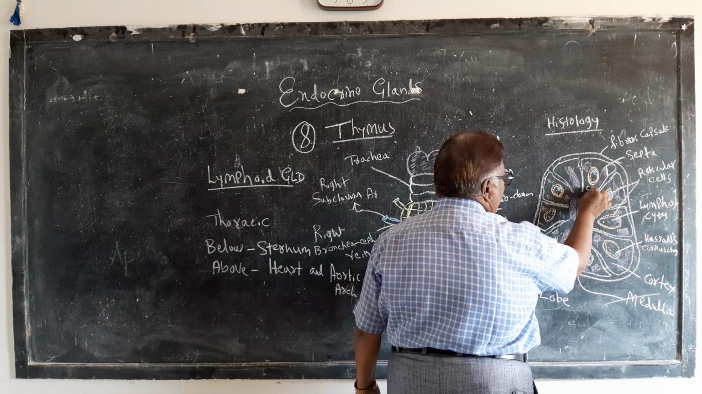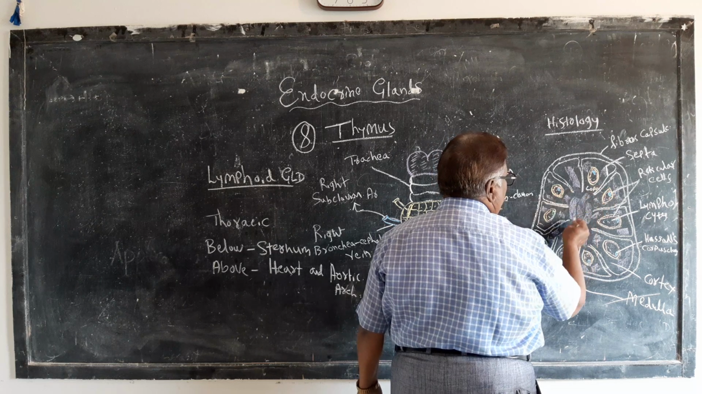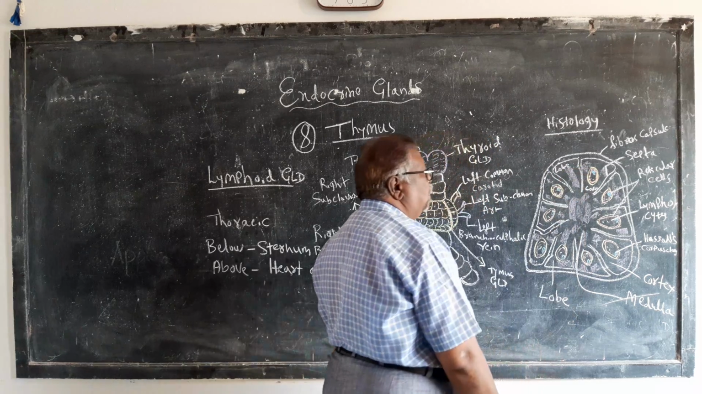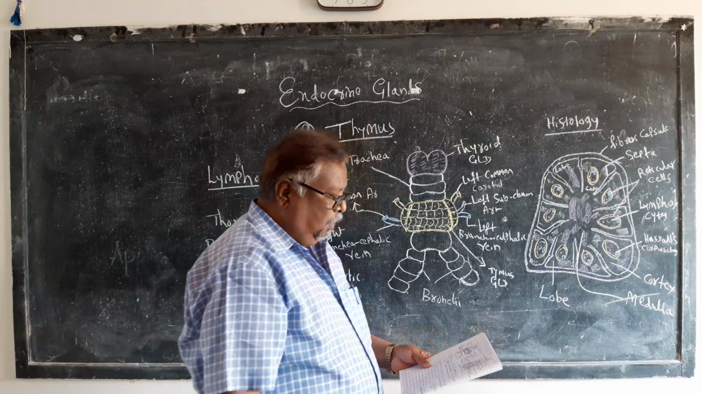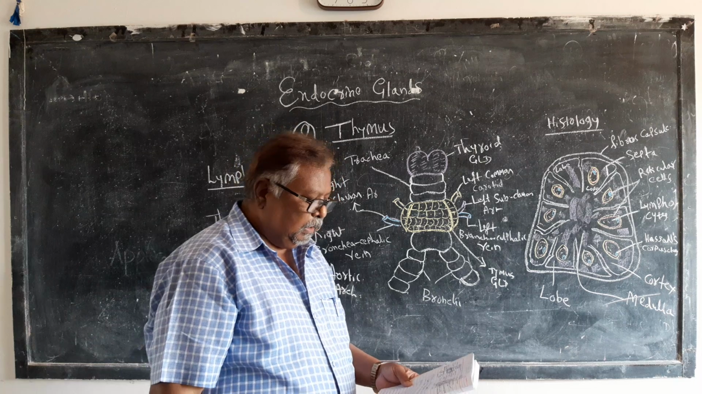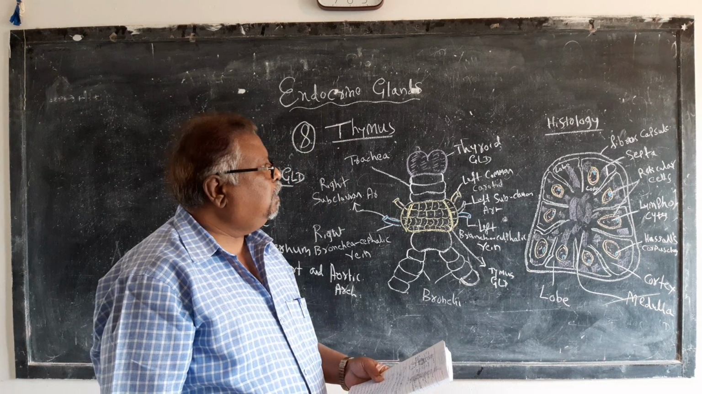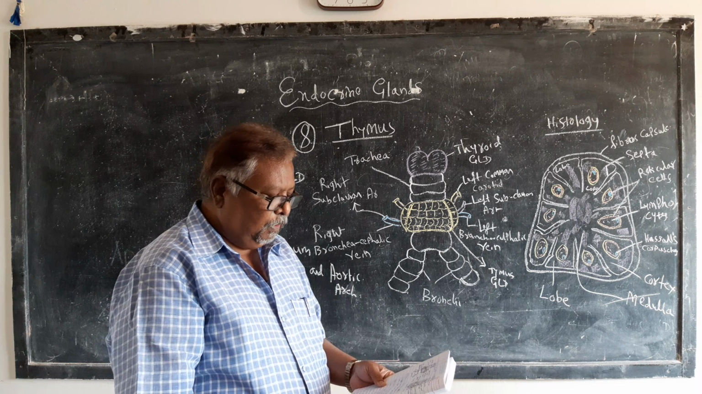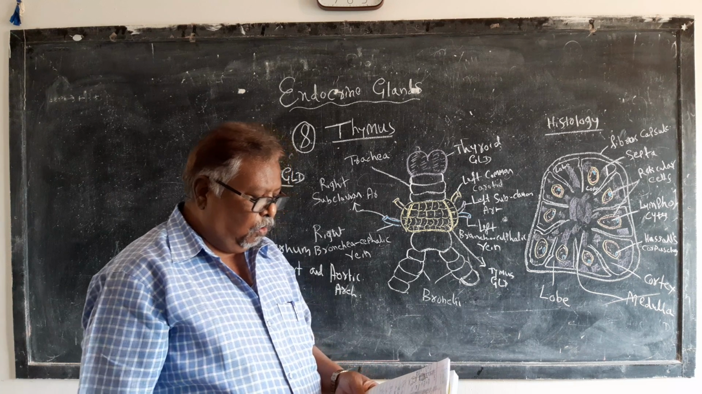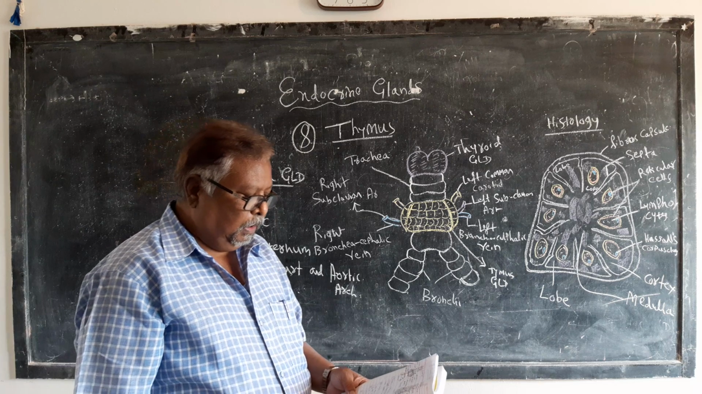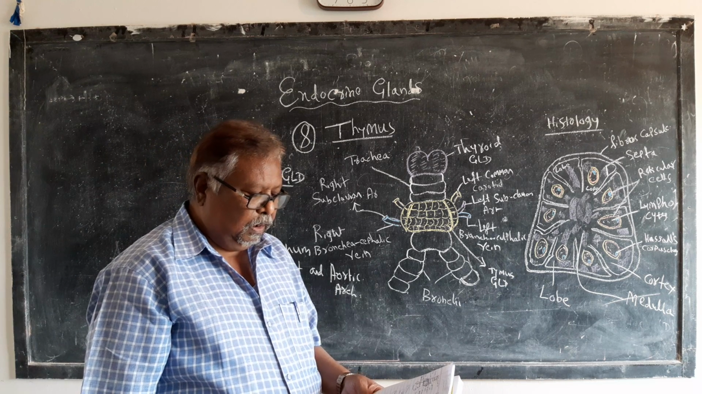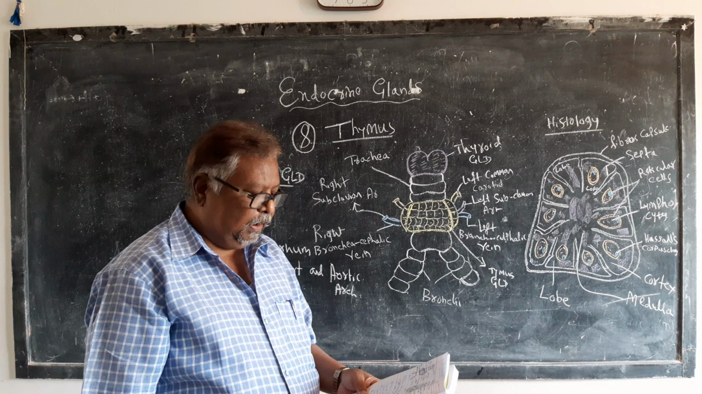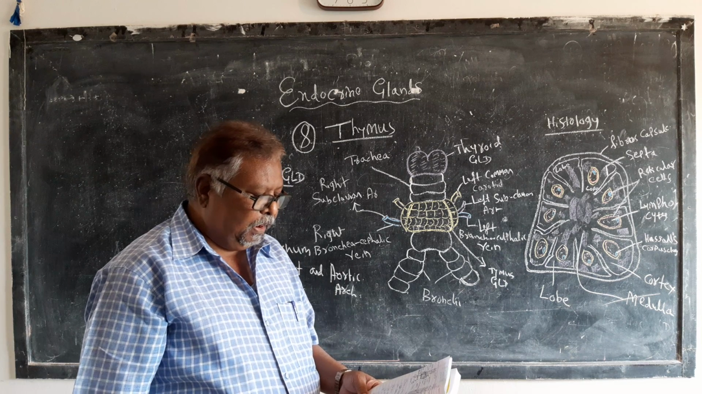This is a lobe. So a number of lobes are present in the gland by the septa, which are the extensions of the fibrous capsule, the outside layer. It is divided into lobes. The lobes consist of outer cortex and inner medulla.